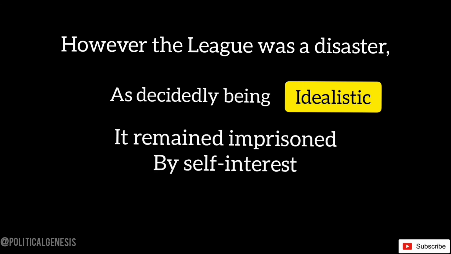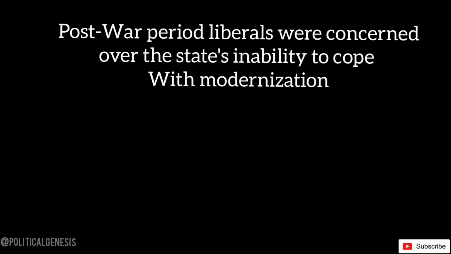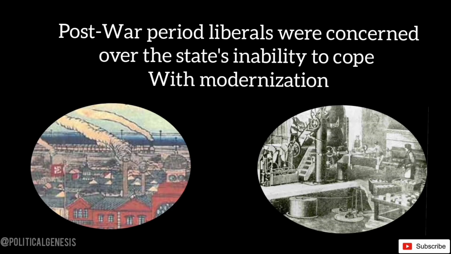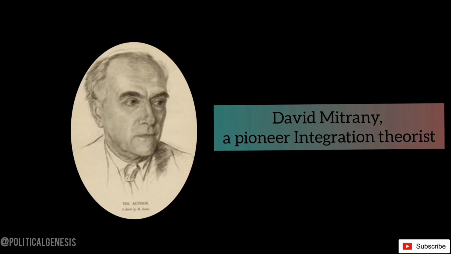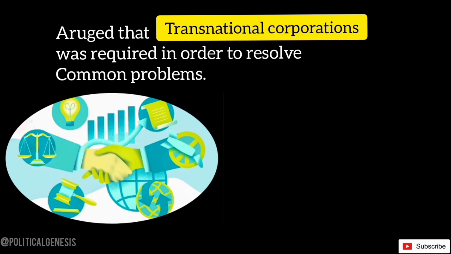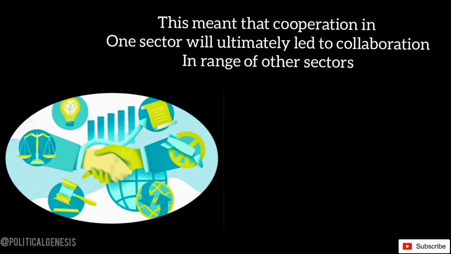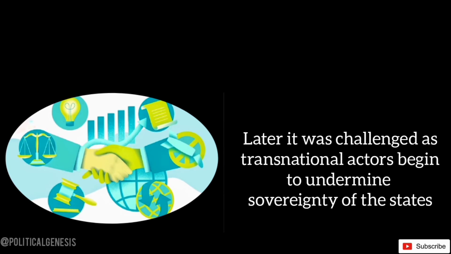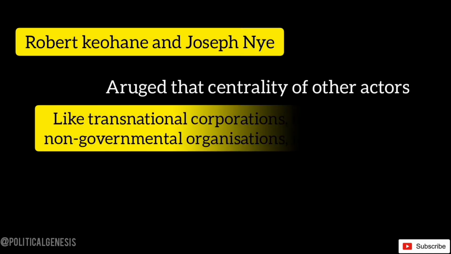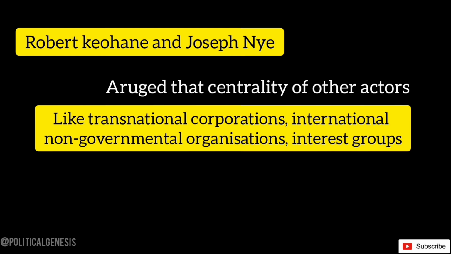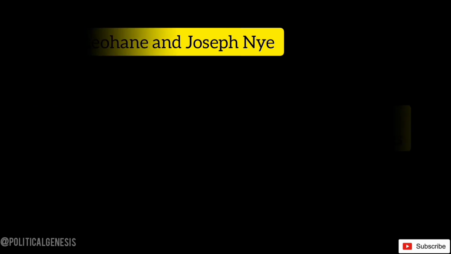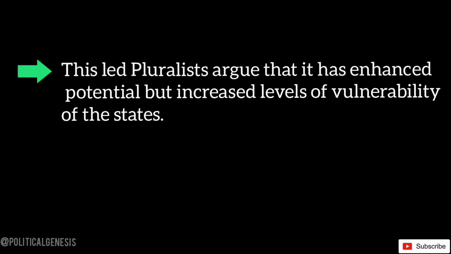However, it proved to be a disaster, as it was designed to be idealist, but later it was imprisoned by self-interest. Now, during the early post-war period, liberal thinkers were concerned with states' inability to cope with modernization. Here comes David Mitrany, an integration theorist, who believed that transnational cooperation was required in order to resolve common problems, which meant that cooperation in one sector would ultimately lead to collaboration in a range of other sectors. However, it was challenged as transnational actors began to undermine the sovereignty of states. As Robert Keohane and Joseph Nye argue, the centrality of other actors like TNCs and interest groups led to a web of interdependence among states. This led pluralists to argue that there is an enhanced chance of potential cooperation, but there is an increased level of vulnerability of the states.